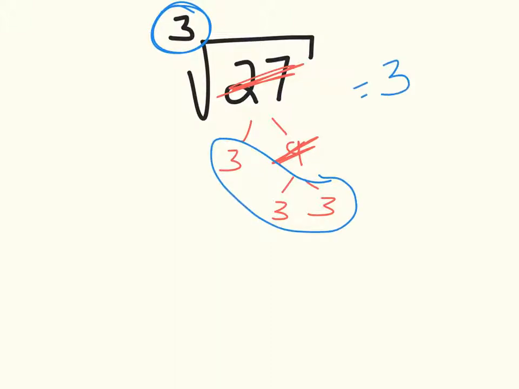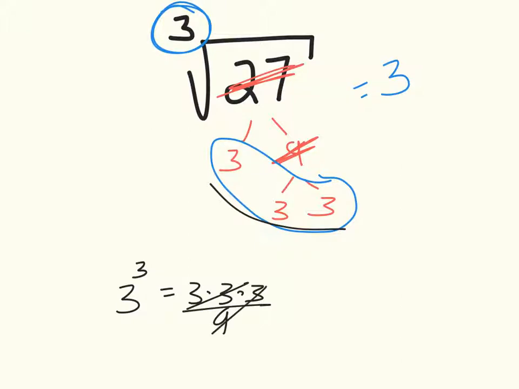My answer is 3. I can check my answer by doing 3 to the power of 3, which is 3 times 3 times 3. Notice my 3 matching numbers. 3 times 3 is 9. 9 times 3 is 27.